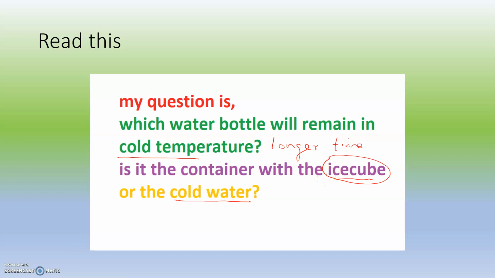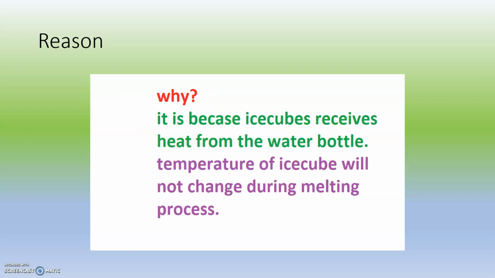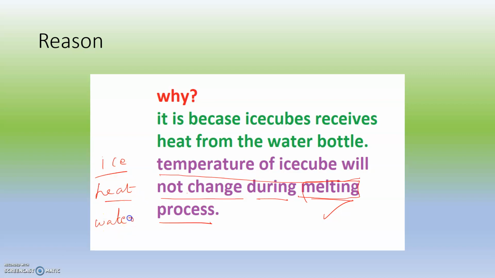What is the reason? The reason we are going to learn. The reason is that the temperature of ice cube will not change during the melting process. So the important term here is melting. Ice melts. Why does ice melt? Because there is heat. Where is the heat from? From the water bottle.